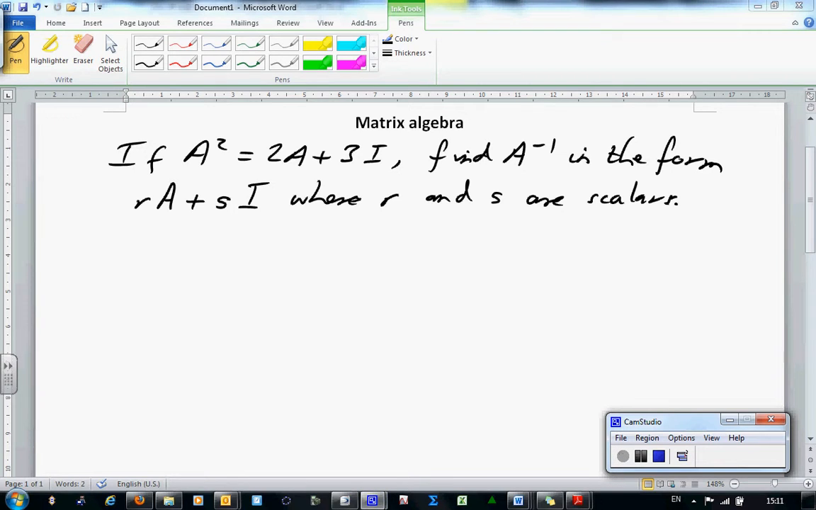Okay, so for this example, I want you to have a look at the question first. Just read through the question. Give yourself a little bit of time to mull over what it's asking you.